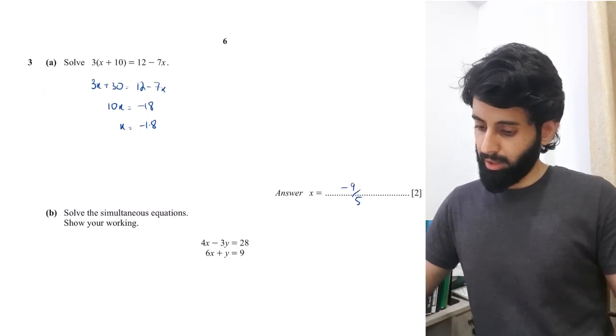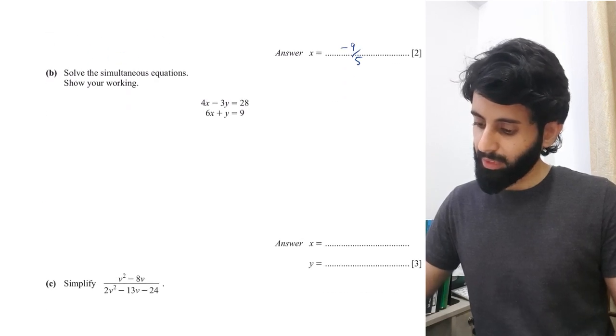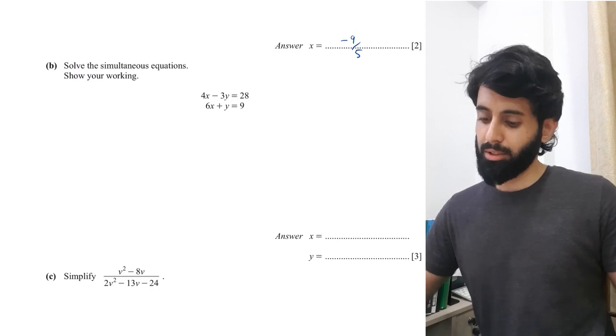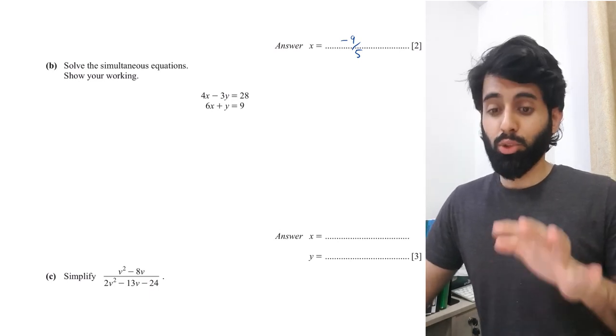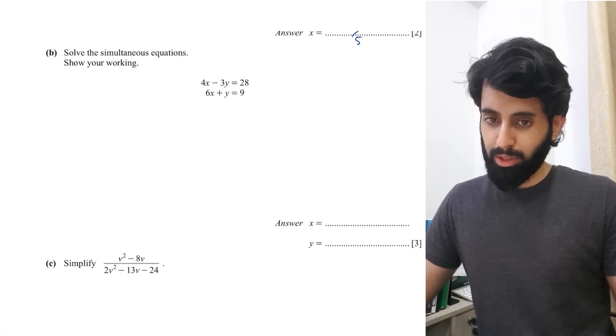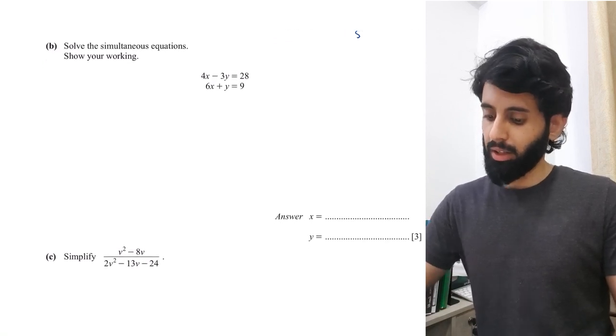Alright, what do you have next? Simultaneous equations. If you have a calculator which can solve simultaneous equations, you're very lucky, and I would strongly encourage you to use your calculator. Okay, so we have 2 equations. X and y are the 2 unknowns that we have to find.